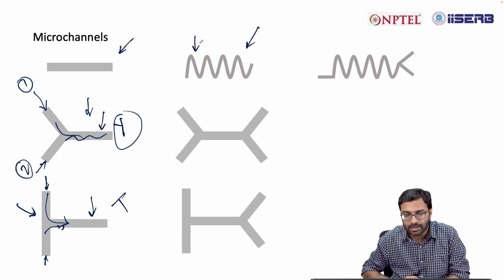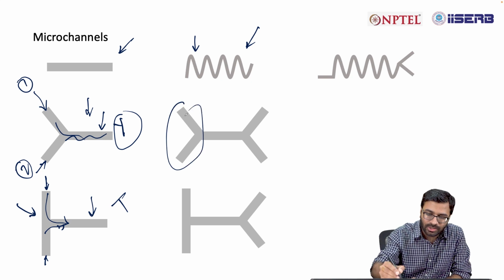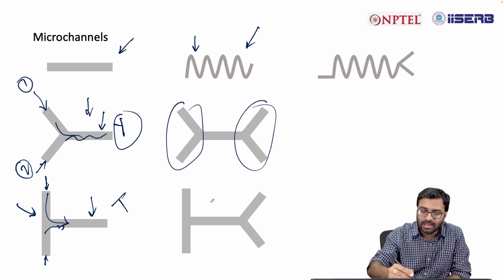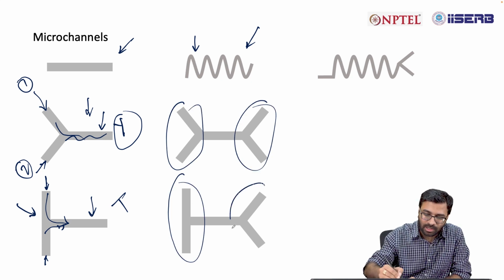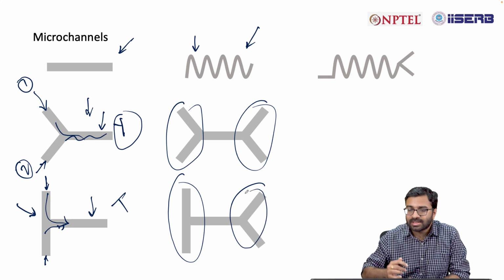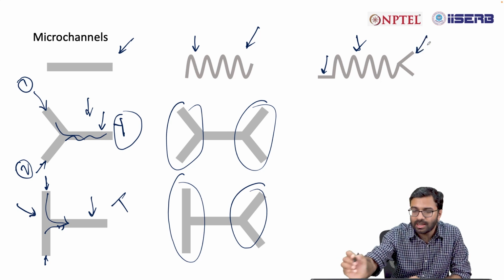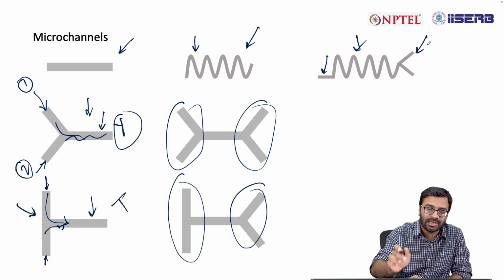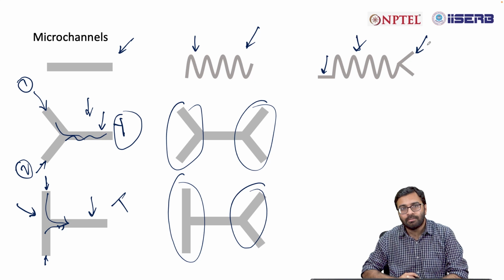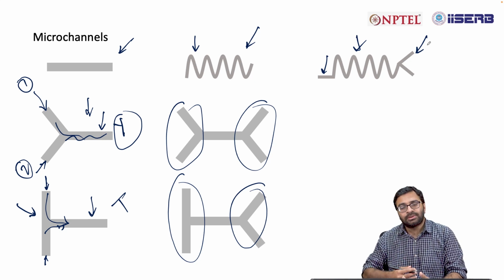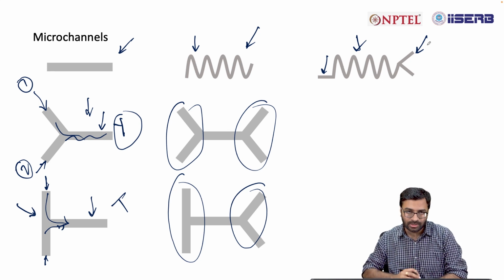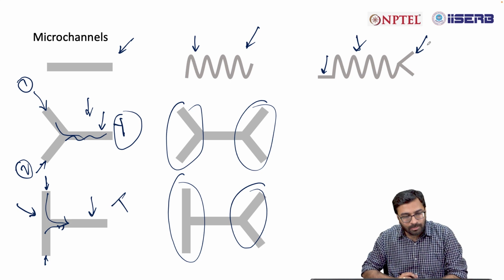the way it is shown over here. This can be Y-junction on both sides, it can be T on one side, Y on the other side. This can be serpentine and then a straight microchannel on one side, Y type microchannel on the other side. So, these are the various geometries that you can make in a microfluidic device, and the geometries are usually decided based on your application. Okay.